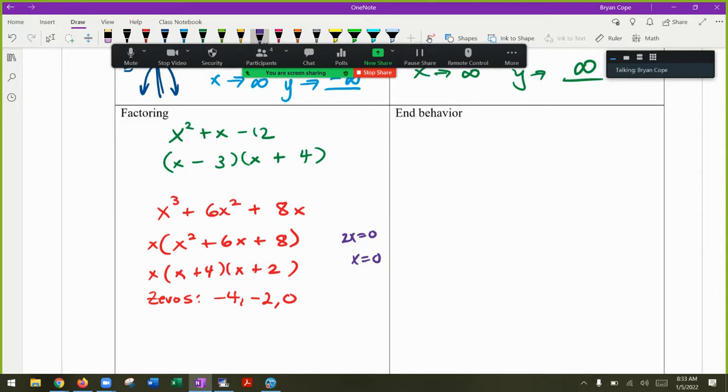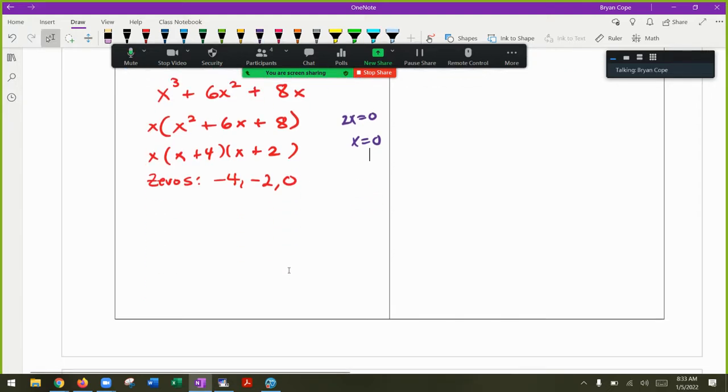Let me make a good one for you. Okay, can you try factoring this one, please? Try taking 4x squared plus 5x minus 6. Factor it.